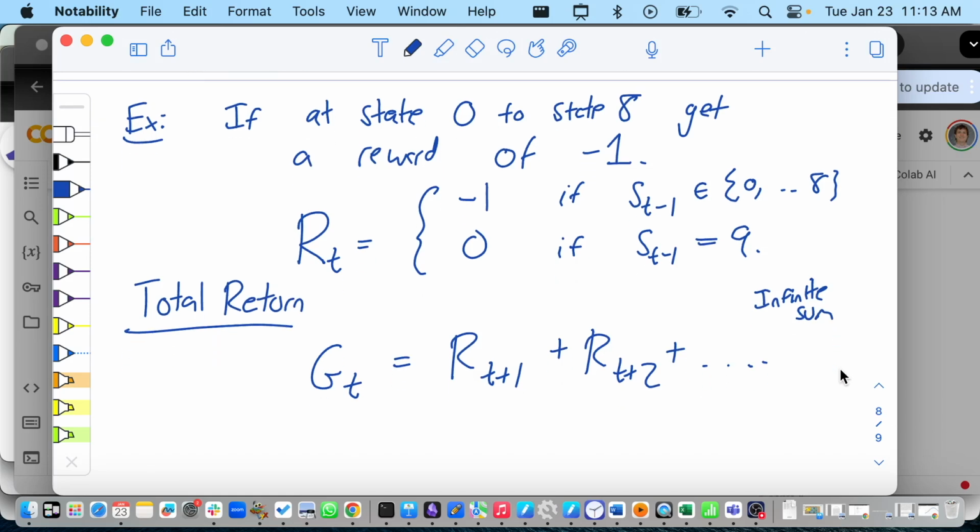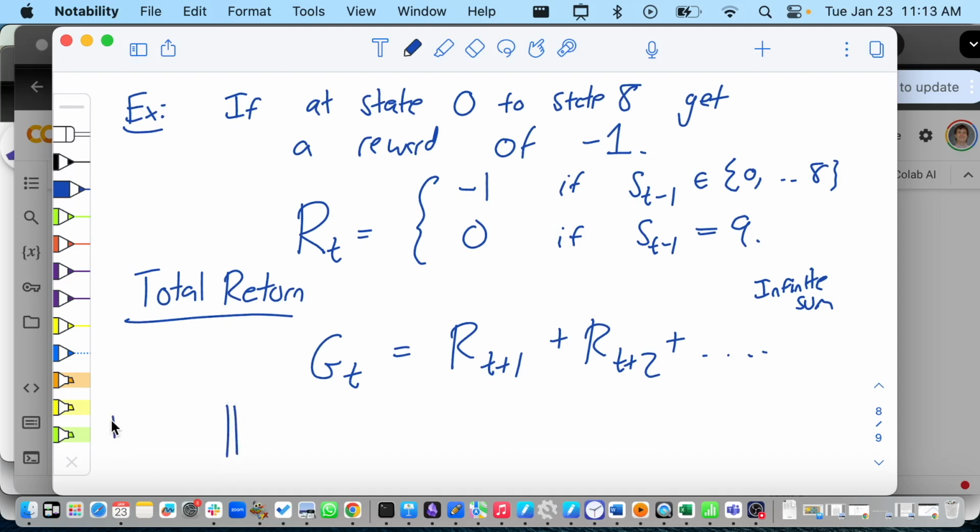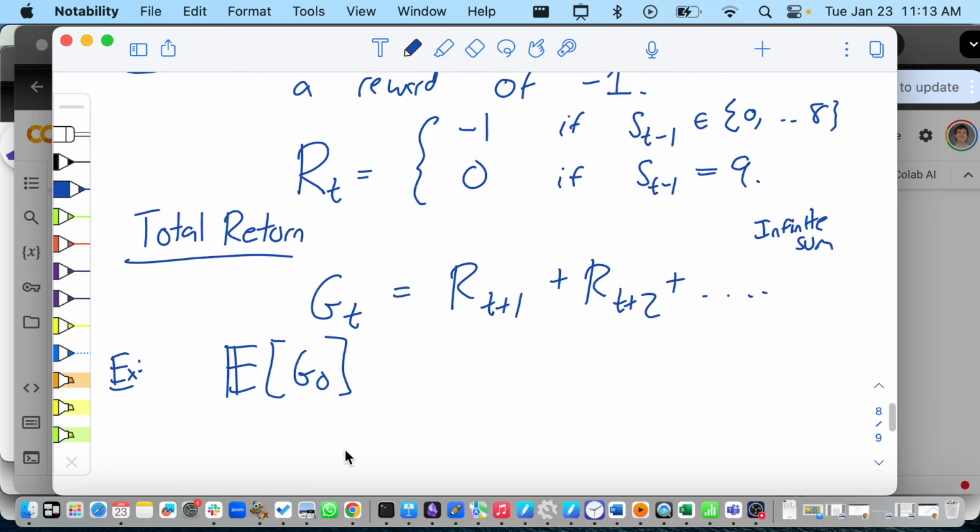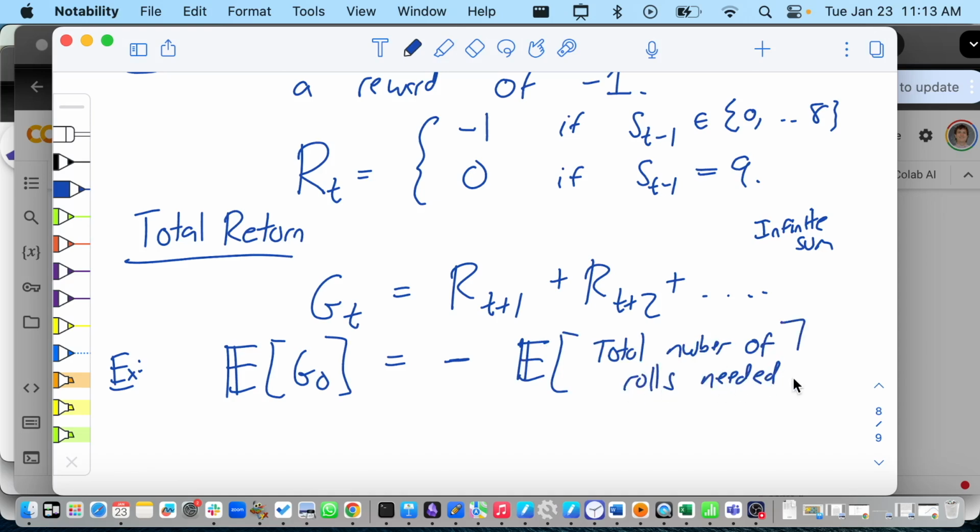With this setup, the expected value of G_T, so in my example of snakes and ladders, the expected value of G_0, that is your total return at time 0, is exactly the expected total number of steps of the game, or with a minus sign, minus the expected value of the total number of rolls needed. So if you make the rewards -1 for every time you're not at the end, the total return will be negative the number of steps you need. And again, you could equally well do it with 1 and 0, but then you don't interpret it as a reward. So a lot of people do this -1 thing. That's why we're doing it this way.